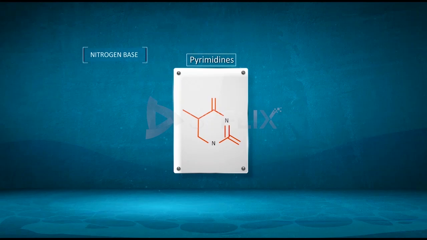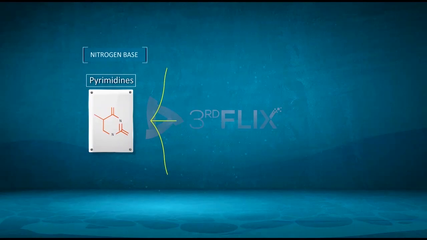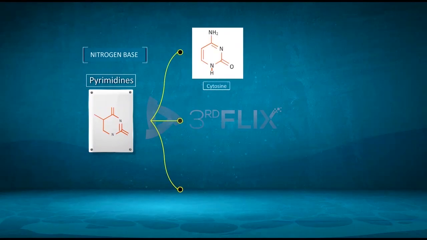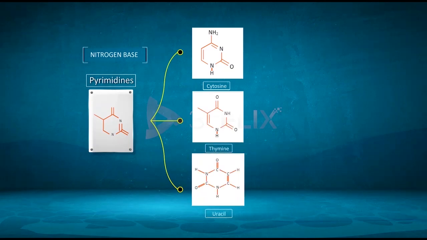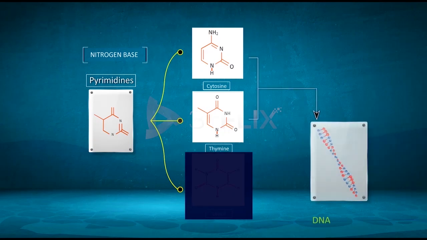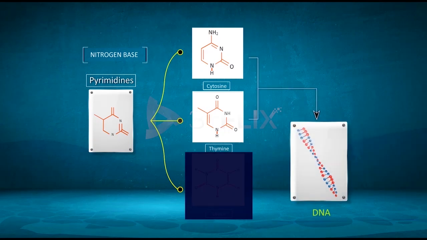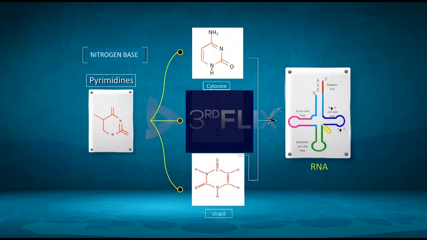Pyrimidines are monocyclic compounds having 1 CN ring. Different types of pyrimidines are cytosine, thymine, uracil. Cytosine and thymine are found in DNA, whereas cytosine and uracil are found in RNA.